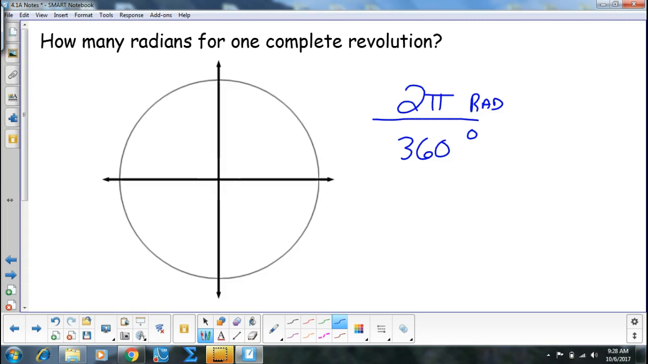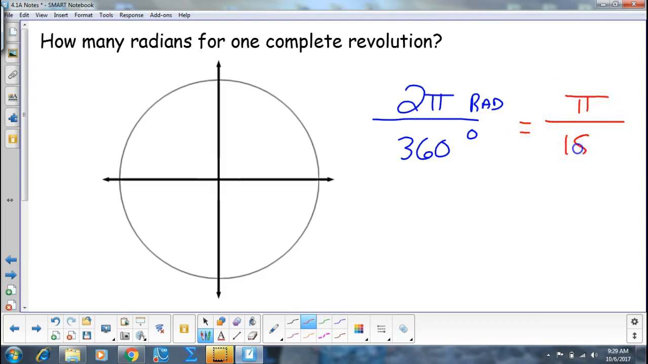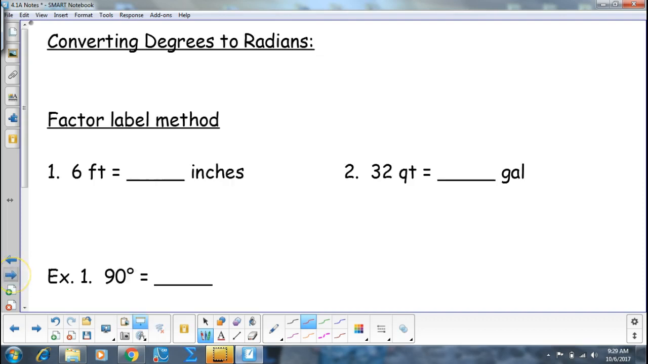Can I reduce that fraction? Pi over 180, right? So that is going to become pi radians over 180 degrees. So that is going to be our conversion. Now, the alternative conversion would be 180 degrees over pi radians. We can flip that around.